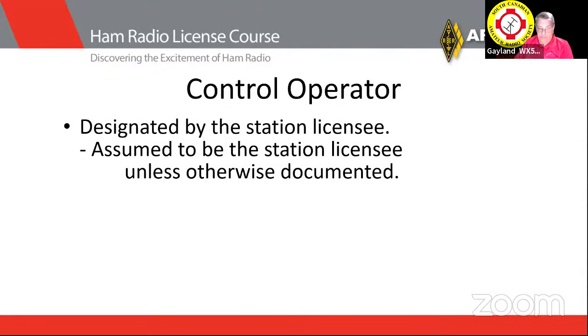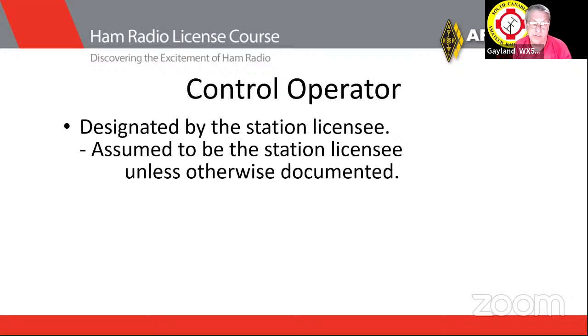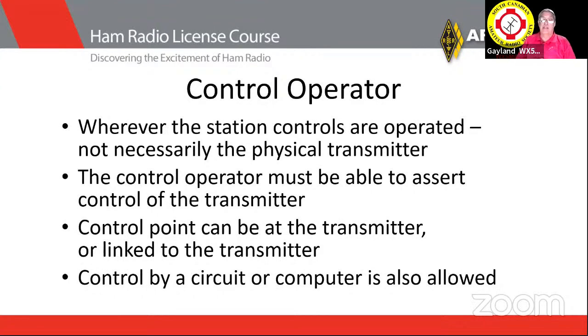So we talked about a station licensee. You saw that here just a second ago. The control operator has to be designated by the station licensee, and that's assumed to be one and the same, unless otherwise documented somehow. Again, you don't have to be where the physical transmitter is. You may be controlling a repeater, and you won't be at the location where the repeater is because it's in a locked gate, in a locked building. But you have to be able to assert some sort of control of that. So again, it can be either at the transmitter.